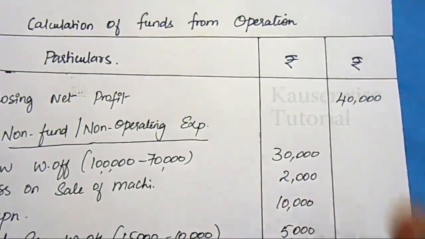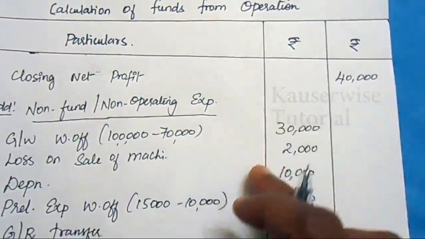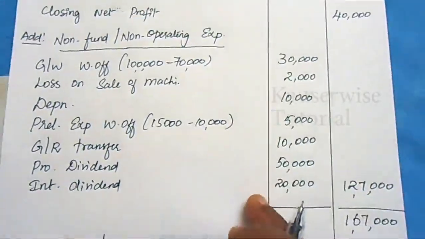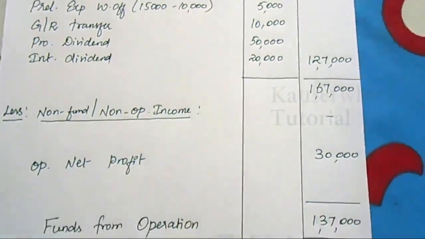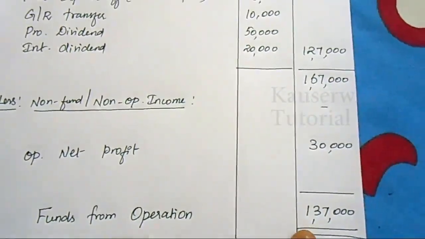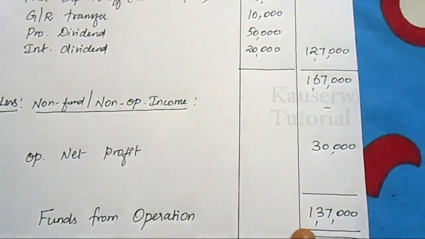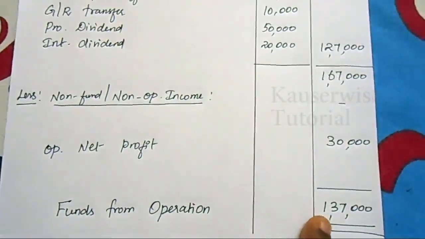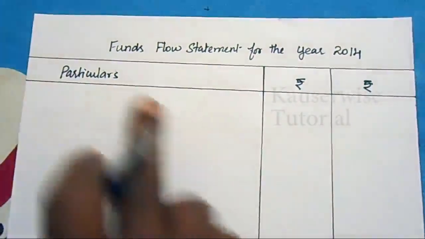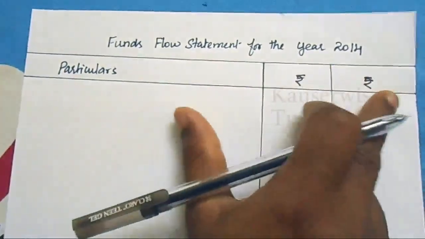We have started with closing net profit, added all non-fund and non-operating expenses, and subtracted opening net profit. The final answer is fund from operation. This will be recorded in sources of fund. This is the main source, the internal source of fund. Finally, we need to prepare the fund flow statement for the year 2014.